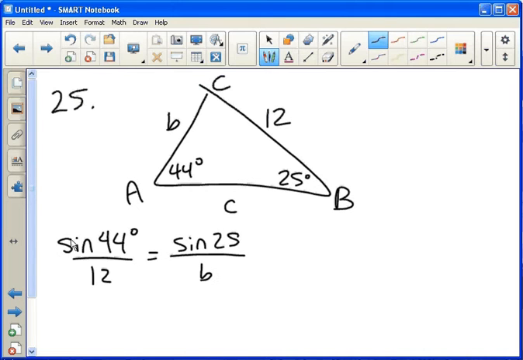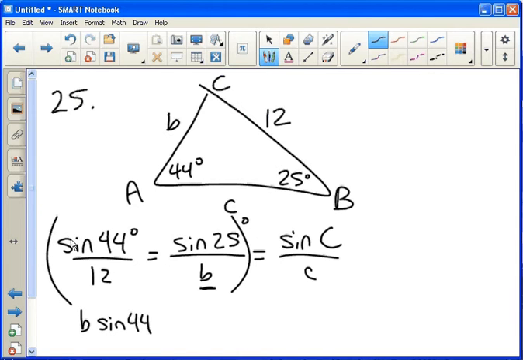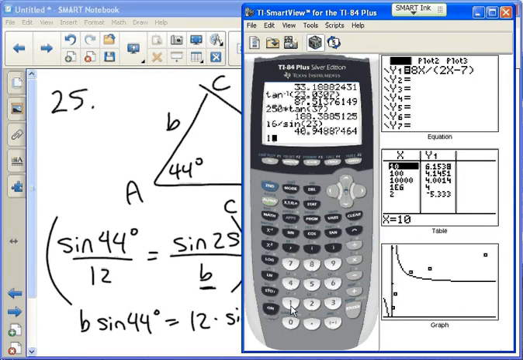Okay, so the easiest thing to do is to go ahead and figure out side B right here, because all I have to do is cross multiply this pair right here, and I get B times sine of 44 degrees equals 12 times sine of 25 degrees. So I get 12 sine of 25 over sine 44, and you get 7.3 for side B. So let's fill that in, 7.3.